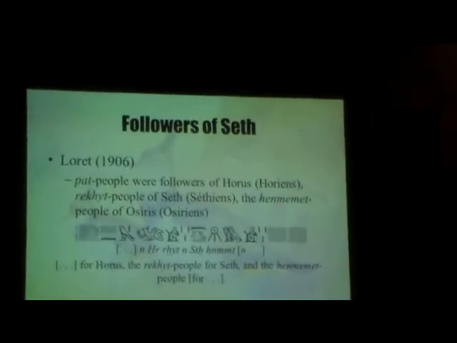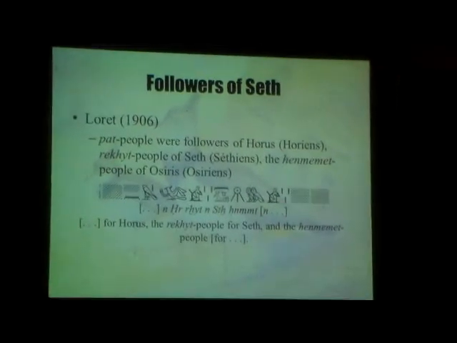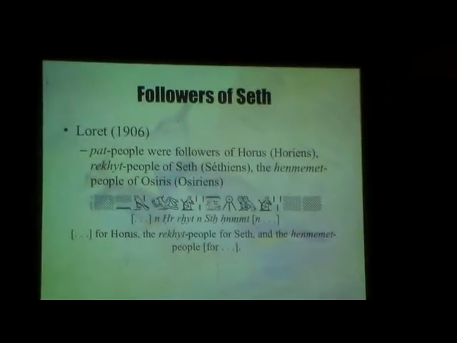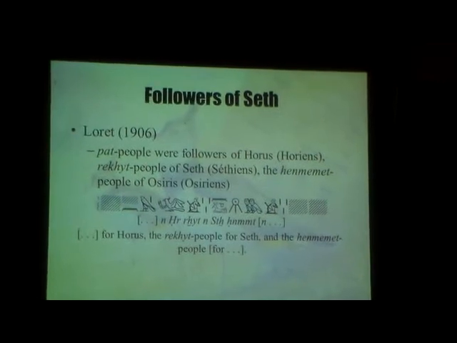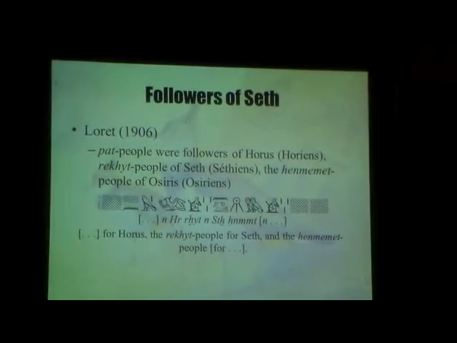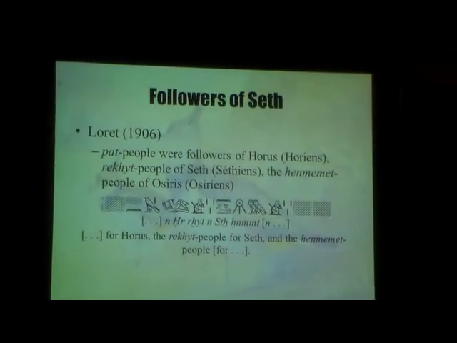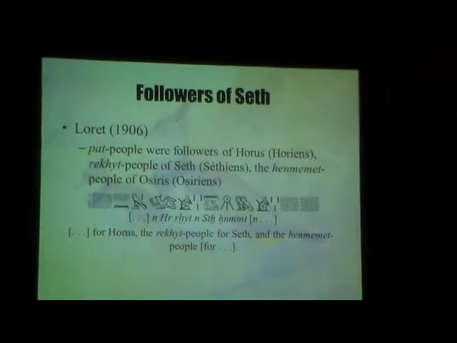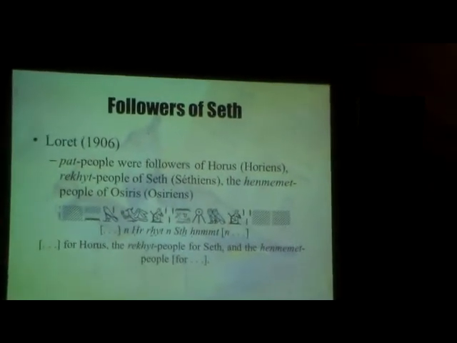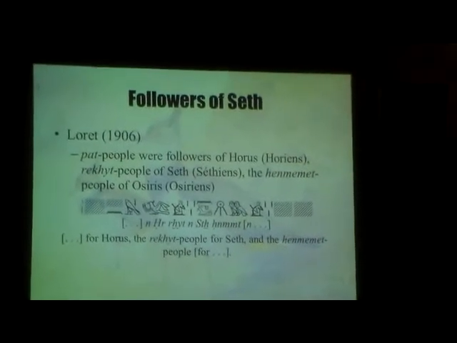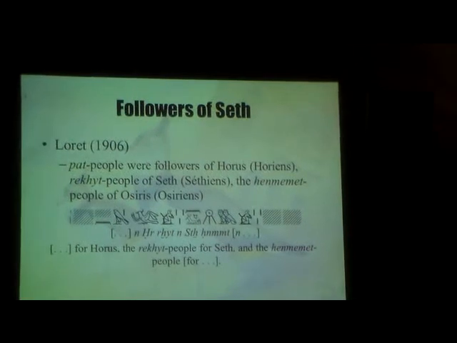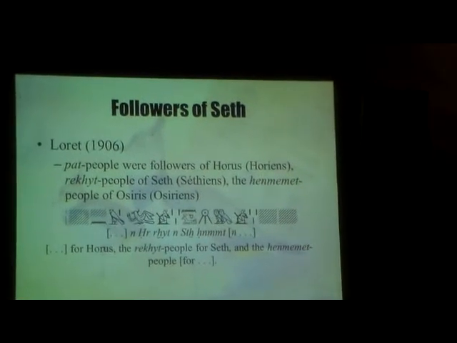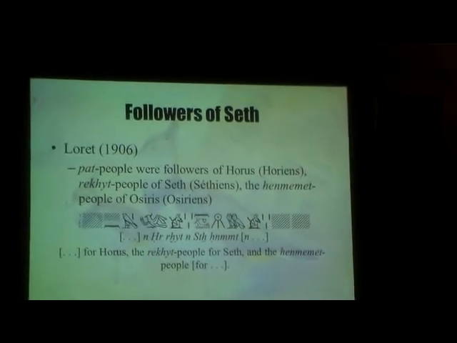Another suggestion was that the rekhyt people were followers of the god Seth. And it's based on 3 inscriptions. So 3 inscriptions out of 2,000 that I examined. Not very many. It was first proposed by Victor Larrey in 1906, where he refers to the Pat people as the followers of Horus, the rekhyt people as the followers of Seth, and the Hennumet people the followers of Osiris.